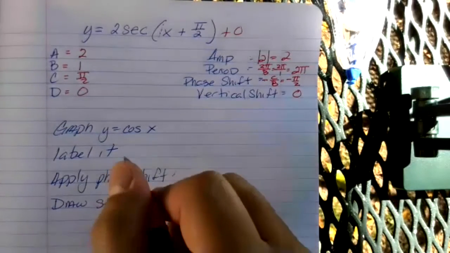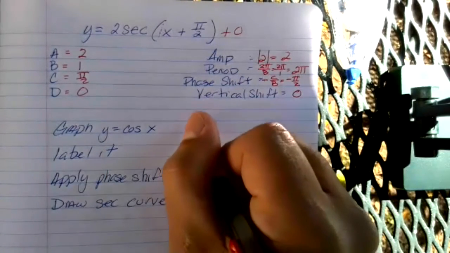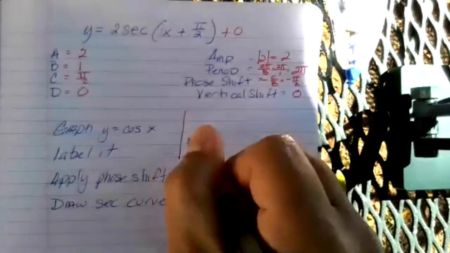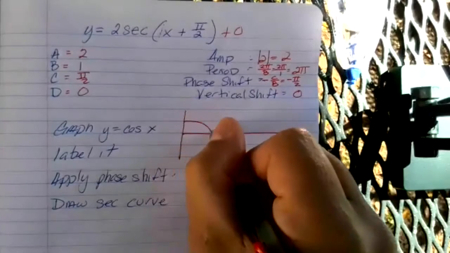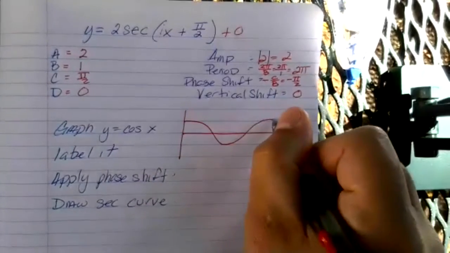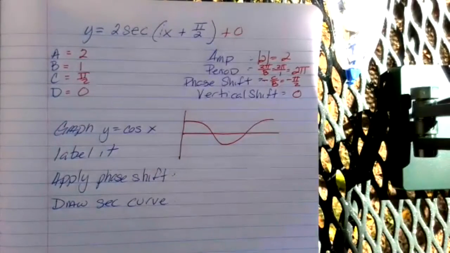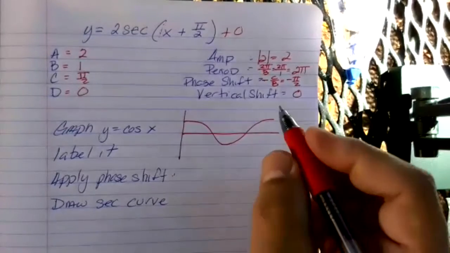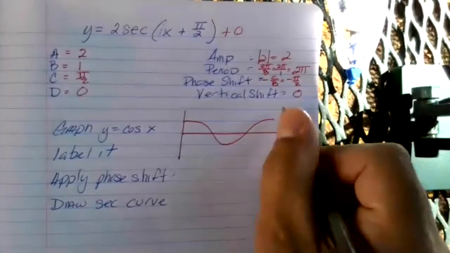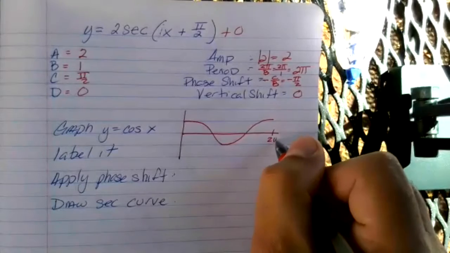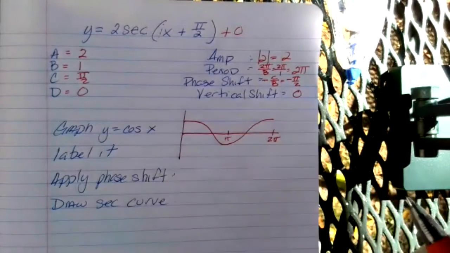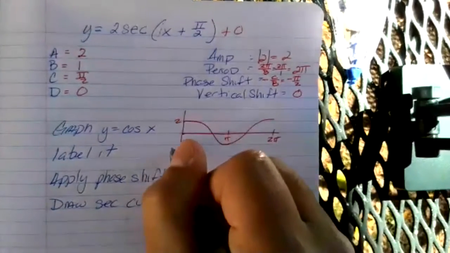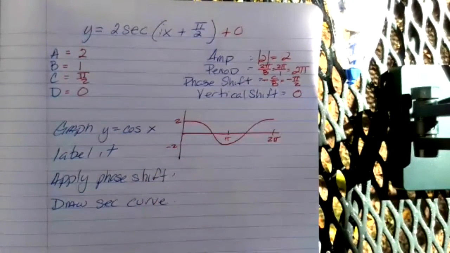If I was going to graph this, I want to graph my cosine curve. In this case, it's a positive curve. I want to label it. My period here is 2 pi. Therefore, this would be pi. My amplitude is 2, so I go as high as 2 and as low as negative 2.